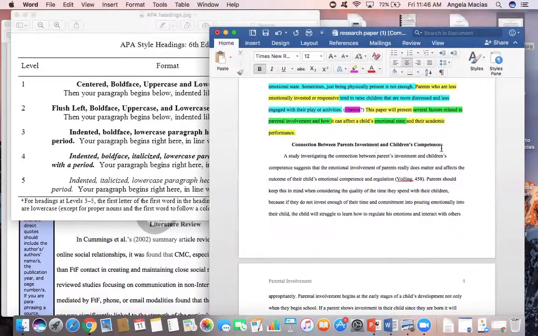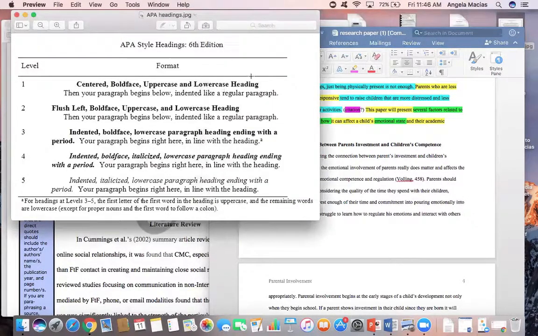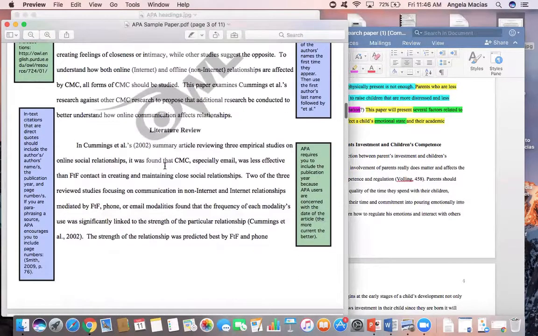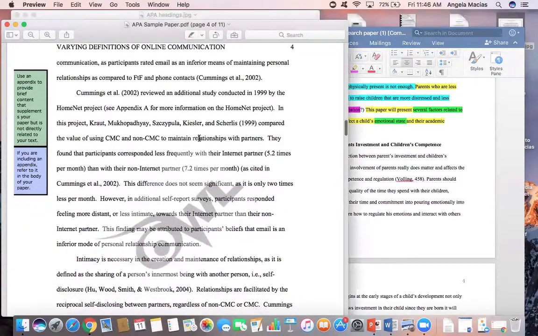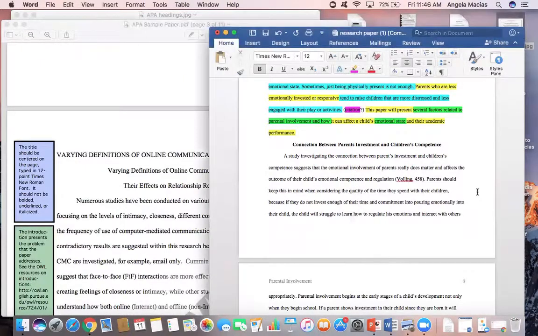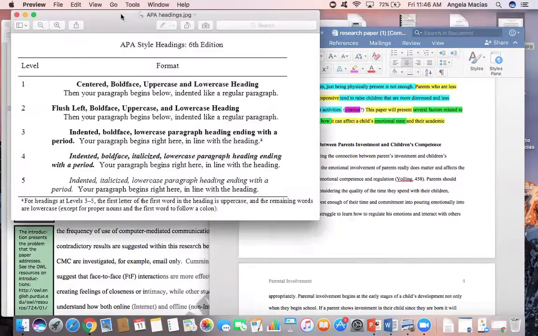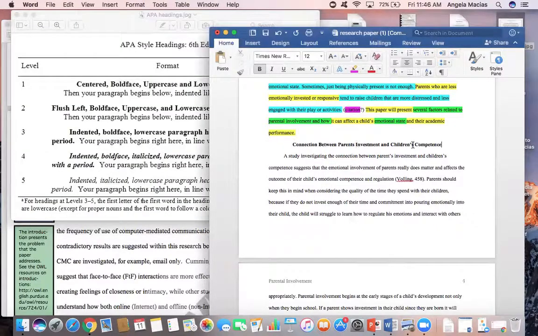Okay, so I see an issue here. We don't need a colon after our heading. We just take that out. If we look at this example, there's no colon. If we look at our other example on the APA sample paper, there's no colons. So we don't need that, okay? So I'm going to take that out. I'm going to stick with just my heading here, centered, bold. And let's look at this again and read it and see, does this really flow nicely?